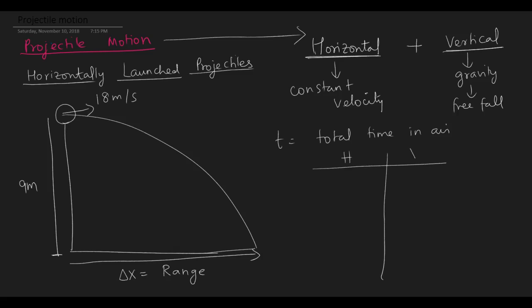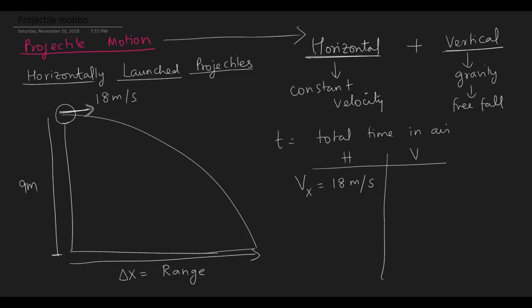So let me make two columns so that we do not confuse variables of the horizontal with the variables in the vertical. Along the horizontal direction, I know that the velocity is 18. So I'm going to write it as v suffix x as 18 meters per second. And that's the only thing that I know. I do not know what delta x is. I don't know the time.